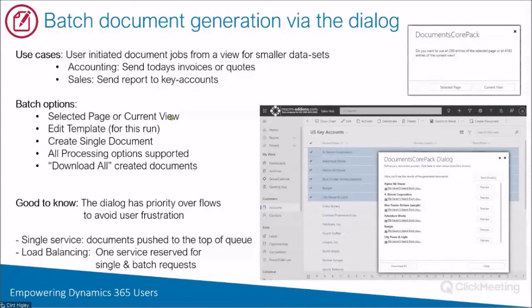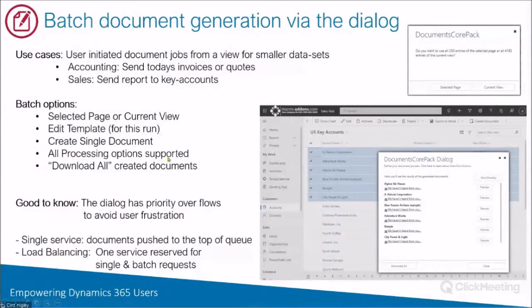Some of the batch options that we have are being able to select the current page or the current view. That's something that I'll show later in the demo. It'll make a little more sense as we go along. You can also edit the template, just for the one particular run that we're doing. Editing the template allows you to make changes to the template without using the DocumentsCorePack template designer. It allows you to create a single document, and allows processing options.